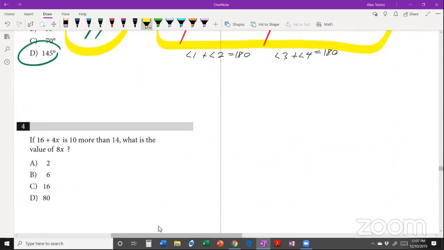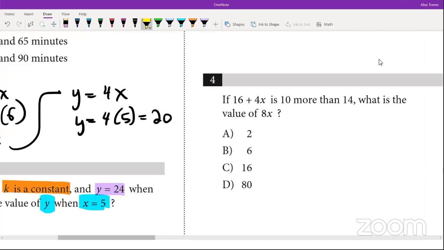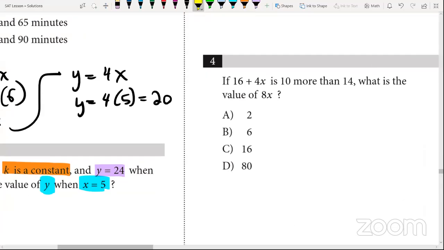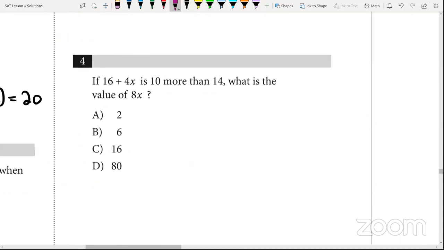And number 4 here says 16 plus 4x is 10 more than 14. So let's just take that quite literally.